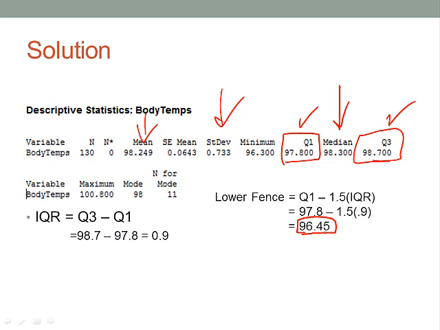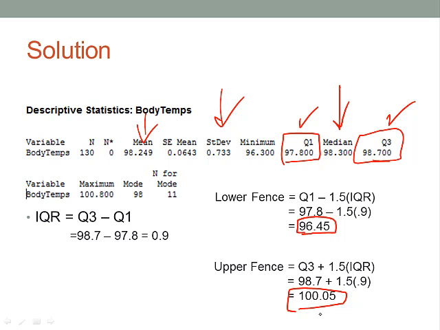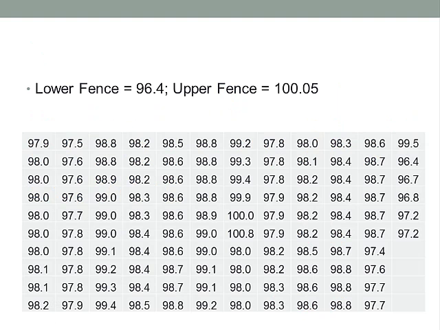See if you can compute the upper fence. Go ahead and pause it. It's worth it to try to get ahead, try to do a couple of these on your own. Upper fence, Q3 plus 1.5 IQR, and we get 100.05. So we go back to our data and see if there are any values below the lower fence or above the upper fence. There's one above the upper fence, 100.8. I don't think there are any others. And here's one below the lower fence, or right on the lower fence, 96.4.